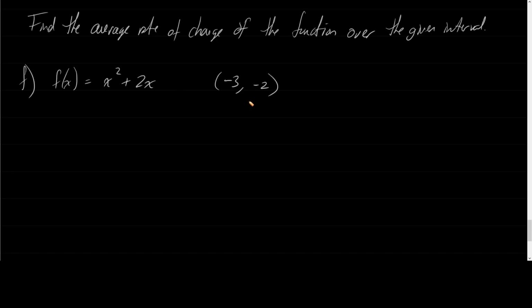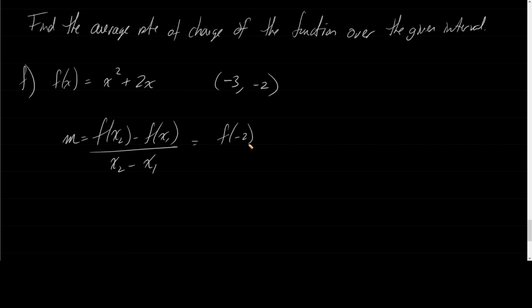Now in here, we don't need to do the graph. All we need here is the slope of the secant line going through these points. So we know that the average rate of change is given by f of x of 2 minus f of x of 1 over x of 2 minus x of 1. Always write down the formula whenever you need to use it. So in here, what does that mean? That means that I'm going to have f of -2 minus f of -3 over -2 minus -3.